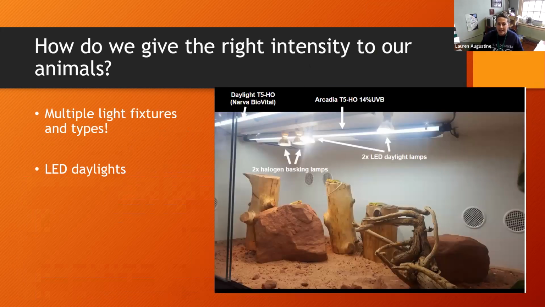So how do we give the right intensity to our animals? Multiple light fixtures and multiple types of lights. This is the trick, that there's just not one bulb or one thing that can fix all. When I was a keeper, we thought that these mercury vapor bulbs were the ultimate lighting, right? They were heat, they were UV, they were bright. We thought that was the way to go. Of course, in no way was I considering full spectrum lighting. I was considering UV light and what I thought was bright light, visual light, and heat. So what we really want to do is look at multiple light fixtures, and I'm going to go through those in a minute, including LED lights and halogen basking spots.